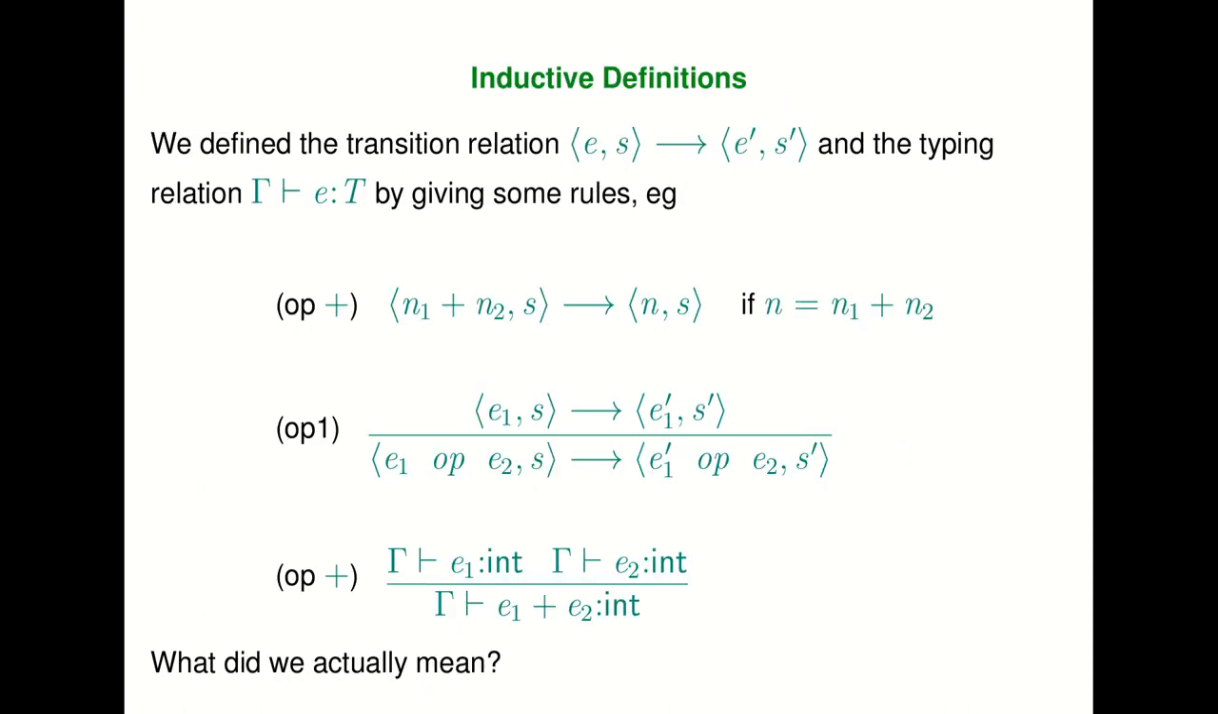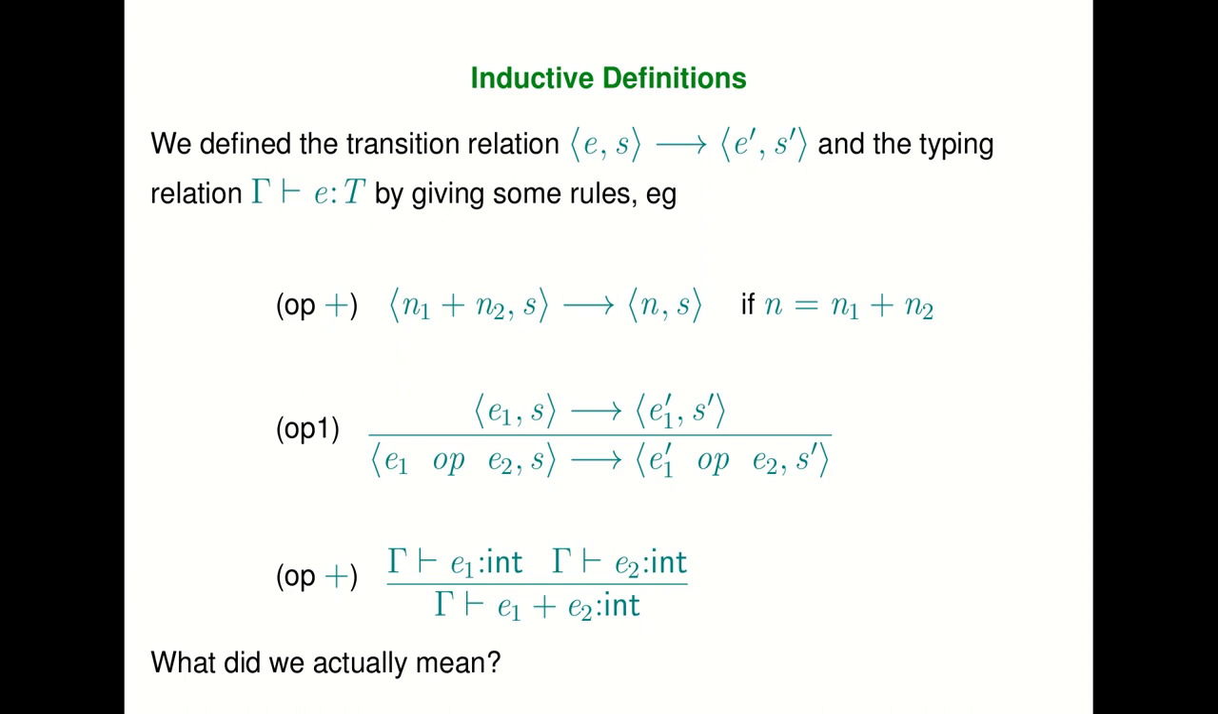And so let's look at this reduction relation, and we can look again at the rules that we saw. So what we saw before was that we gave some rules where we said things like, okay, the op plus rule is n1 plus n2 and a state s transitions to n s, when n is equal to n1 plus n2. And we said op1 says that e1 op e2 in a state s transitions to e1 prime op e2 s prime when e1 s transitions to e1 prime s prime. And similarly for the rest of the rules in the reduction relation.